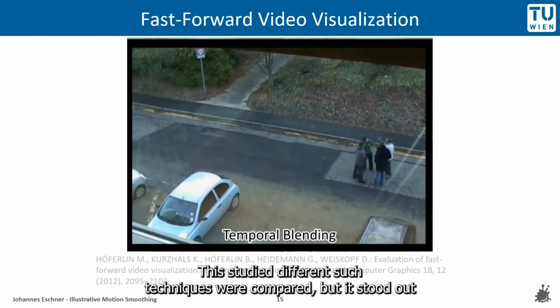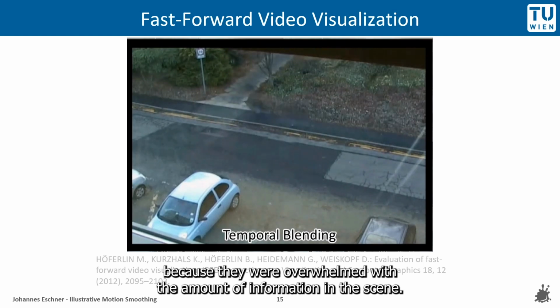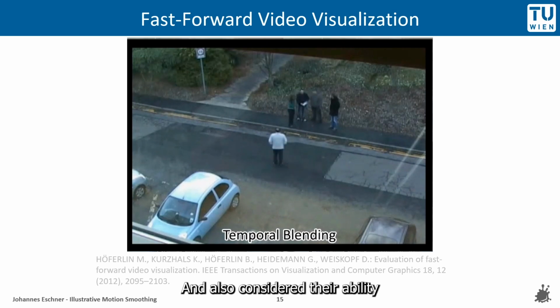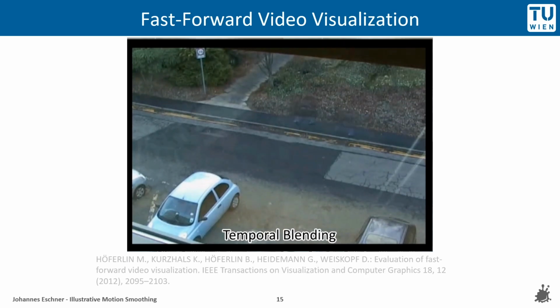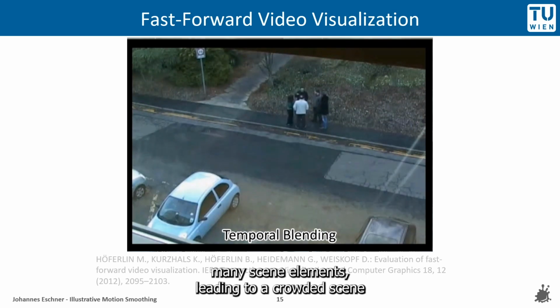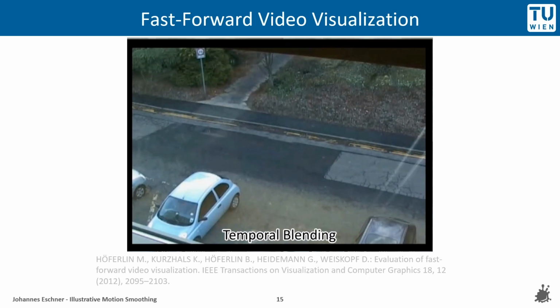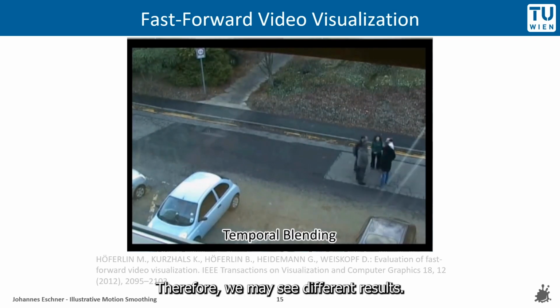In this study, different such techniques were compared, but it stood out that the temporal blending actually didn't lead to the best performance for users, because they were overwhelmed with the amount of information in the scene, and also considered their ability to perceive motion in the temporal blending as rather low. However, in contrast to the scene that is used here, our scene uses many scene elements leading to a crowded scene as opposed to this sparsely populated scene. Therefore, we may see different results.